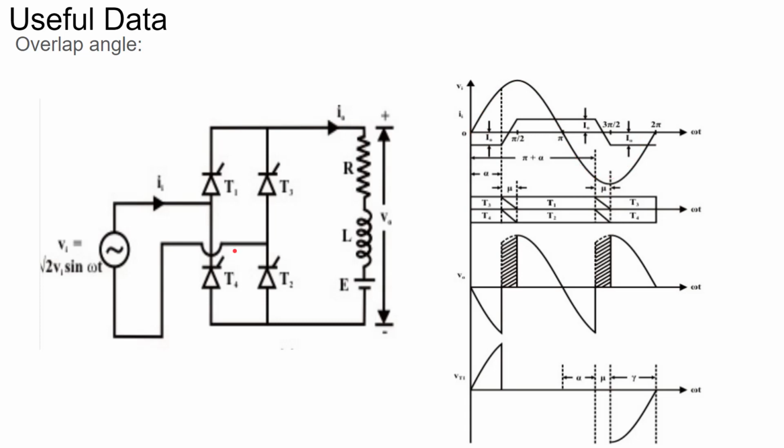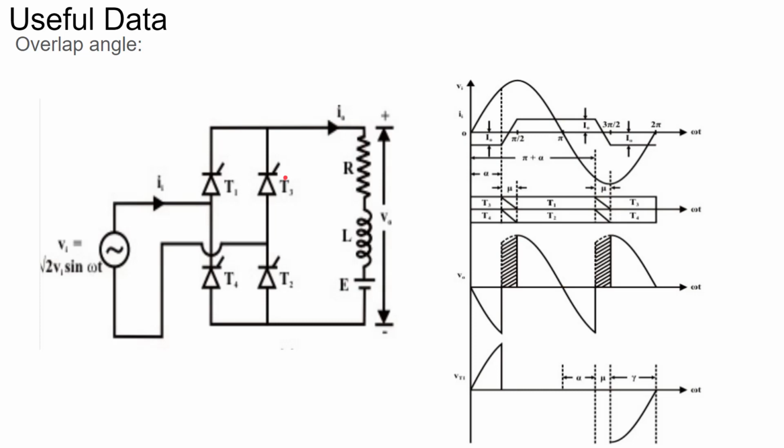In the positive half cycle, T1 and T2 are forward biased, T3 and T4 are reverse biased. So, after giving firing angle to the thyristor T1 and T2, the current will flow from source, T1, load, T2 and again source. So, load voltage follows the source voltage in the positive half cycle.